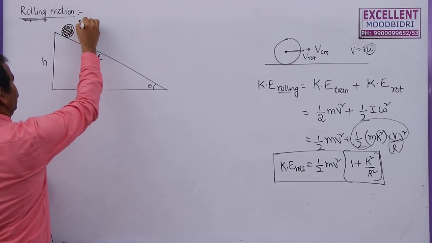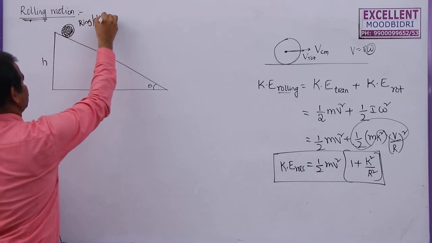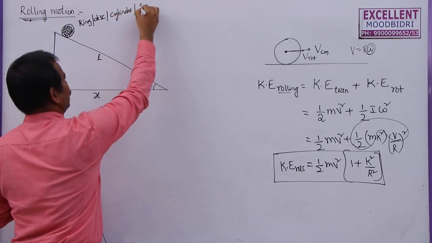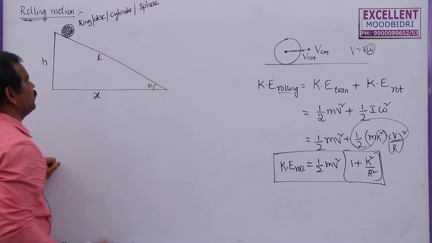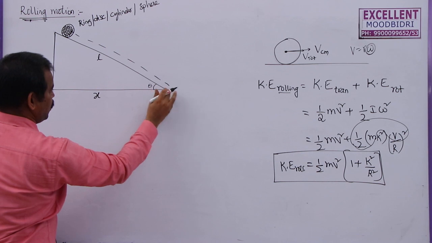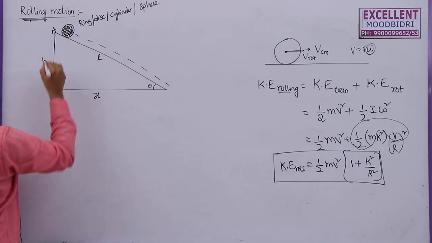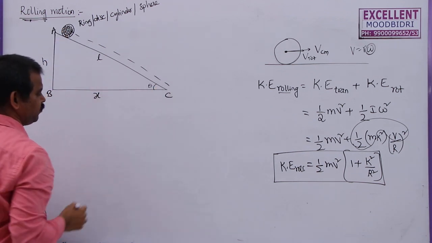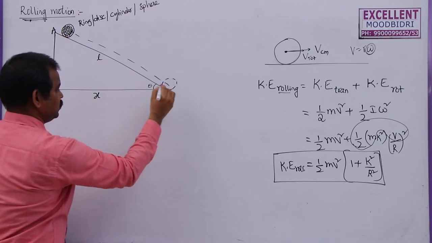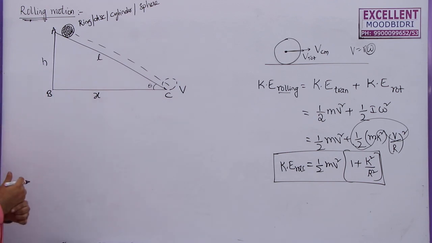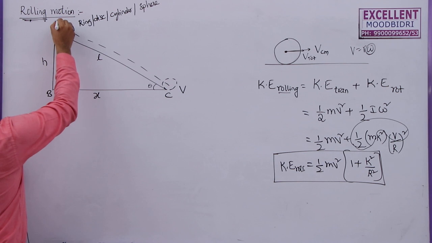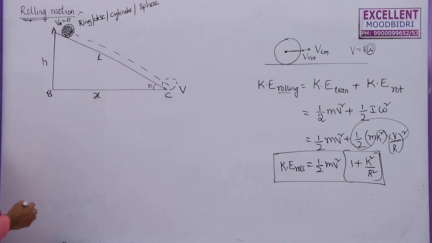It may be a ring or disc or cylinder, hollow or solid cylinder, or maybe a sphere, anything. Now, when it reaches the bottom of the inclined plane, let me take the points as A, B, C. When it is released at A, let us say it reaches point C with some velocity. The velocity of the body on reaching the ground is V. Here, as it is released, the velocity of this one at A is 0.